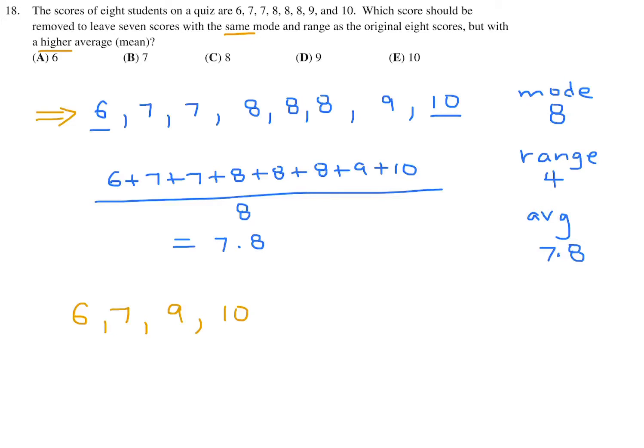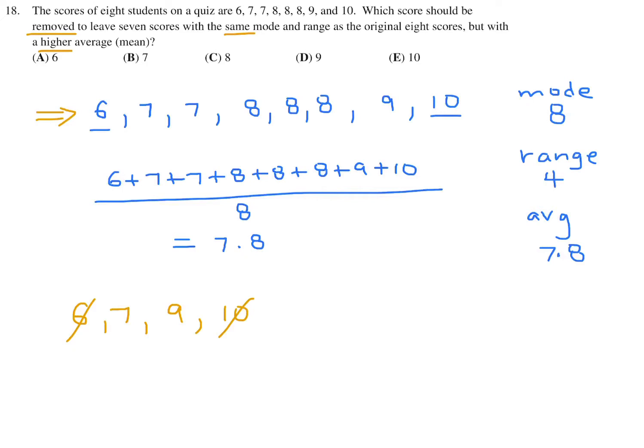If I take out the 6, my range would be 7 to 10. That would be a different range, so I can't take out the 6. If I take out the 10, my range would be from 6 to 9, which is 3. So I can't take out the 10. All right, I'm now down to 7 and 9 as the possible choices for the number that I can take out, or removed is the term they're using.